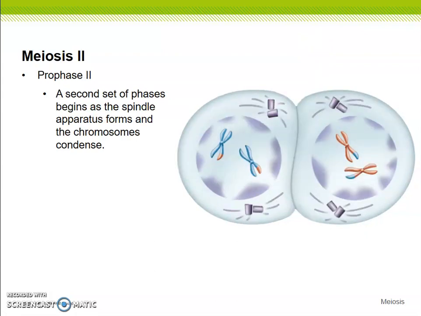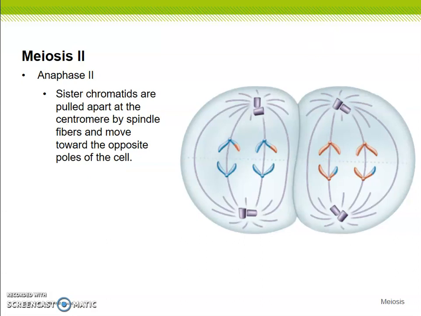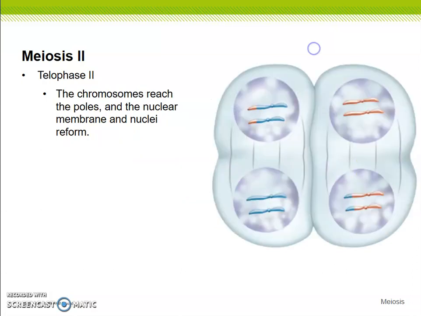Then we move into what's called prophase 2, which is very similar to mitosis. A second set of phases begins as the spindle apparatus forms once again, and the chromosomes condense. They then line up in the middle. They line up at the equator. Okay, meiosis 2 involves a haploid number of chromosomes. And then they separate in anaphase 2, just like they do in anaphase of mitosis. The sister chromatids are pulled apart at the centromere by the spindles, and they move toward opposite poles of the cell.